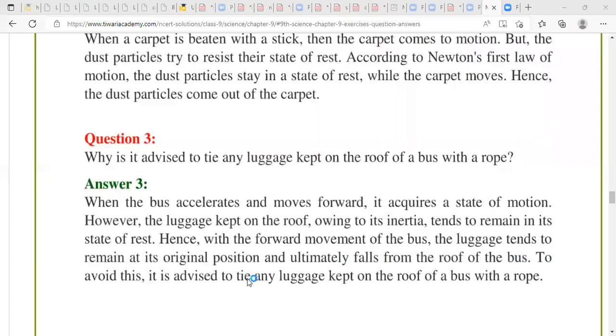Okay, so see, whenever the bus applies the brake or the bus stops, it will affect the luggage. So just to stop that, they are kept on the roof of the bus with a rope. Okay.